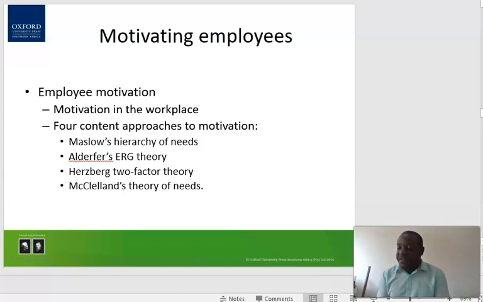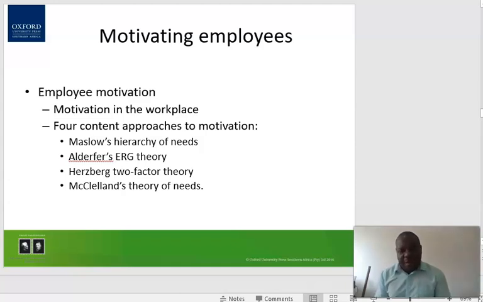Motivation basically refers to those forces within a person that affect his or her direction, intensity, and persistence of behavior that is within the control of the person. A motivated employee is willing to exert a particular level of effort, that is intensity, for a certain amount of time, that is persistence, towards a particular goal, which we are referring to as the direction.